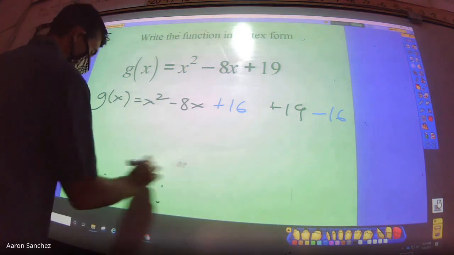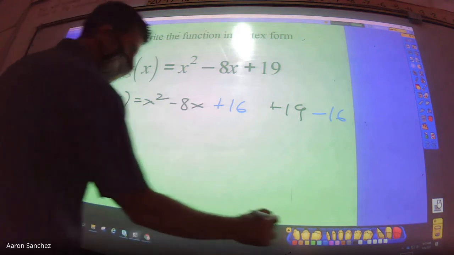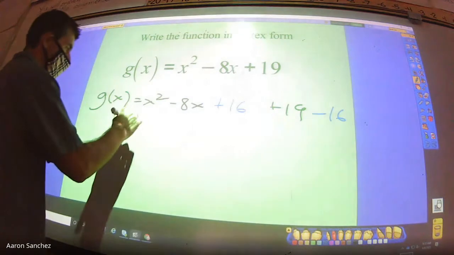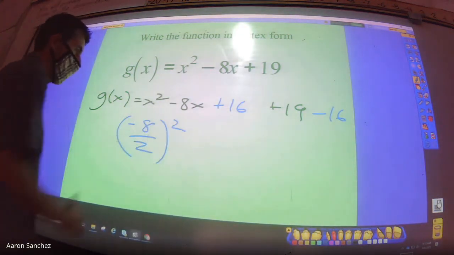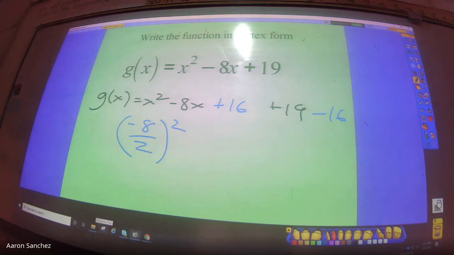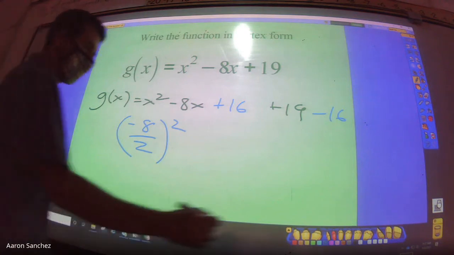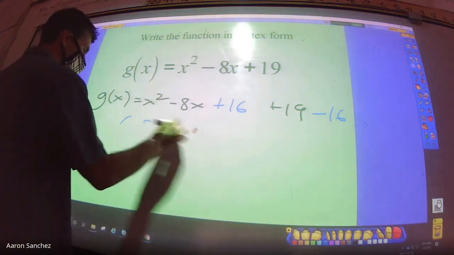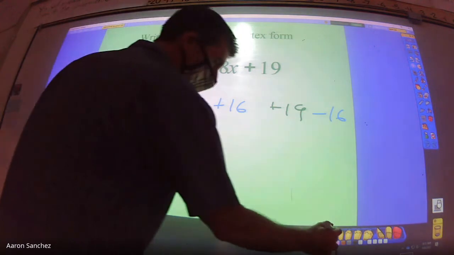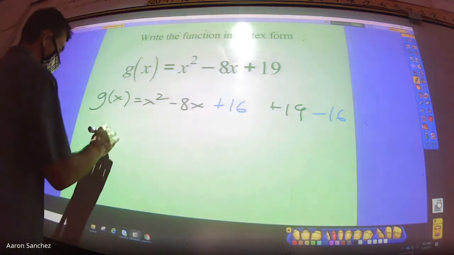Or, what's another way I got the 16? I take my b, I divide by 2, and then I square it, right? That's the other way you could do it. Whatever you got, I don't care what you do. You get the 16. Take away 16, and there we go. Go ahead and write the function. Write in vertex form.